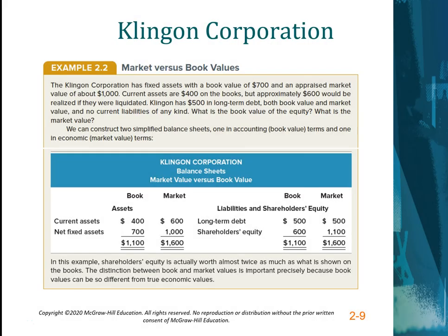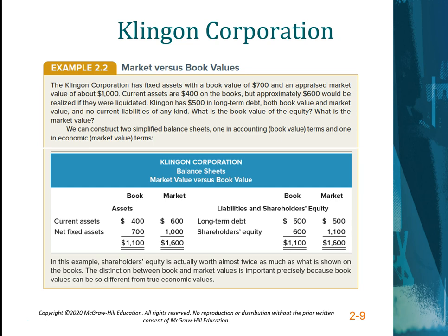Okay, so here's an example. The Klingon Corporation has fixed assets with a book value of $700 and an appraised market value of $1,000. So what that means is when they recorded it, they bought these assets, they paid $700 for them, but now those assets are worth $1,000. They've grown in value. The current assets are on the books at $400, but approximately $600 would be realized if they were liquidated. Klingon has $500,000 in long-term debt, both book and market value, and no current liabilities of any kind. What is the book value of the equity?